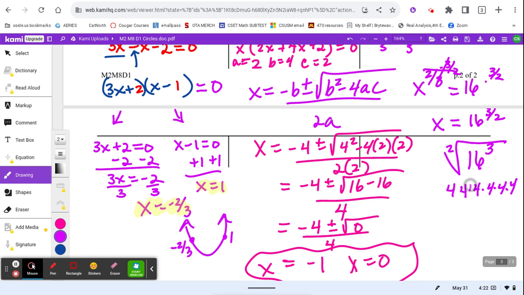And you're searching for pairs of 2 for the square root. So take out a 4, take out a 4, take out a 4. And my final answer is just 64.